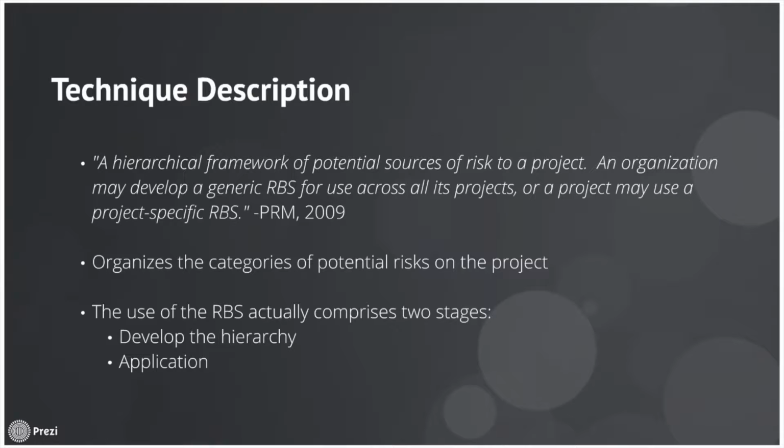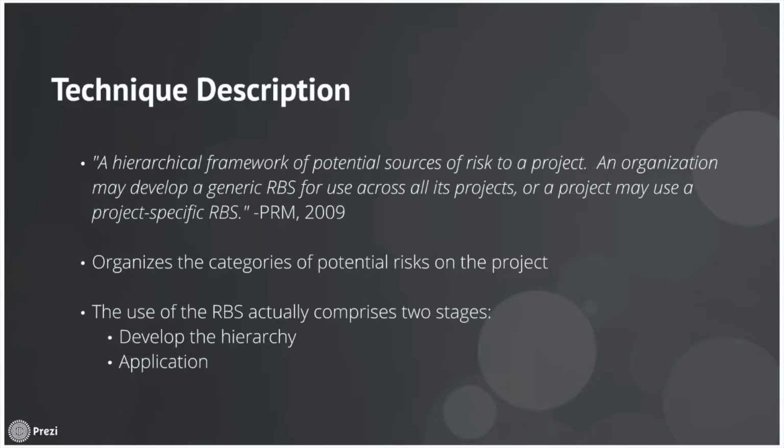So what does that actually mean? Risk breakdown structures organize the risk into categories of potential risks in a project. It essentially groups, organizes and defines the total risk exposure of the project. Each descending level represents an increasingly detailed definition of sources of risk to the project, and I'll get into that in a little more detail later.